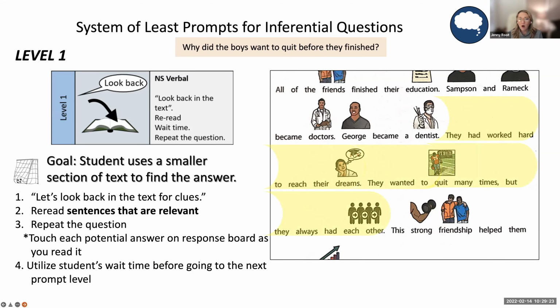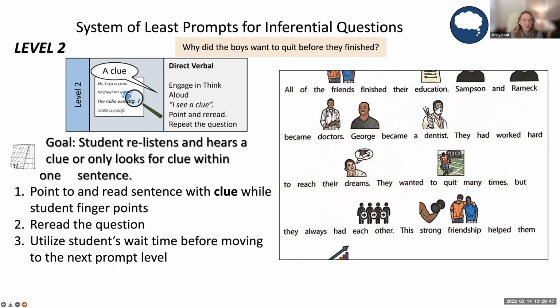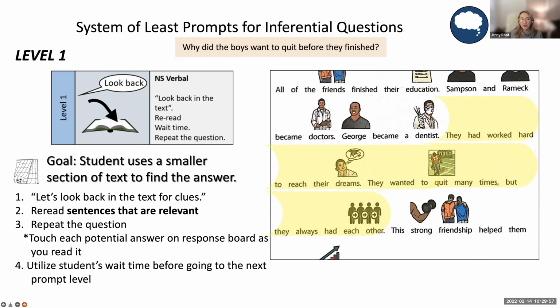So if the question is, why did the boys want to quit before they finished? In level 1, we would say, let's look back at the text for clues. This is letting them know that it might not be a right there answer. They're going to have to synthesize and put some things together. And we want to repeat the question. And if we have a response board, touch each potential answer as we read it. In the level 2 prompt, we're going to use a direct verbal prompt and say, I see a clue. So notice before we would say, let's look back at the text for clues.